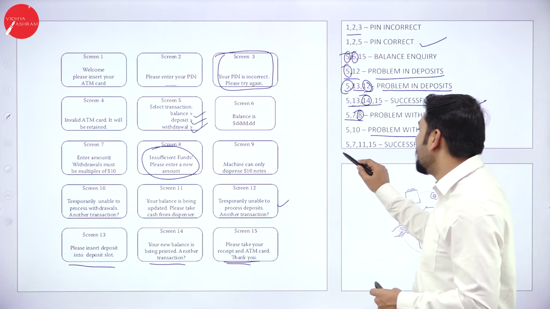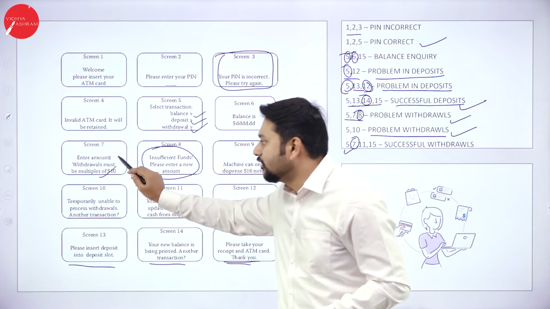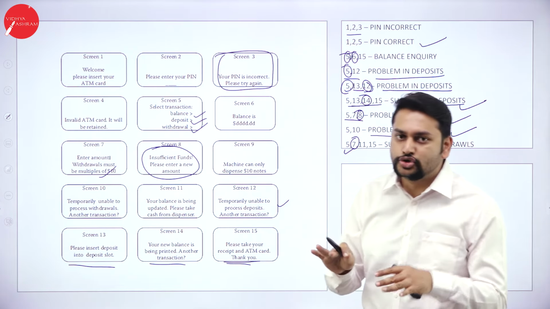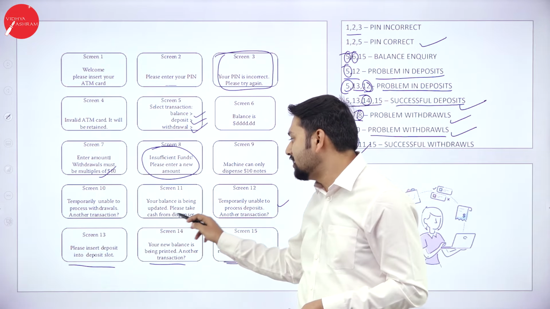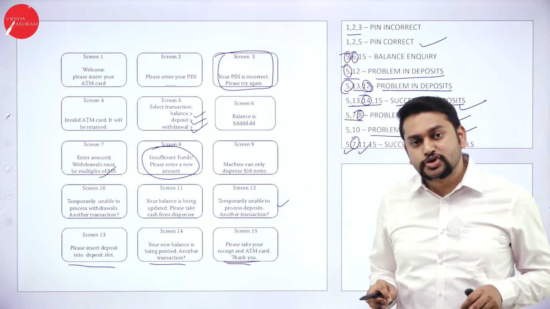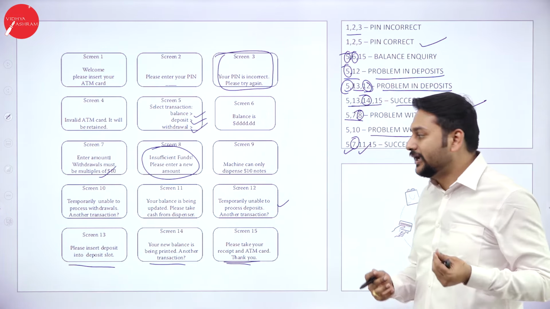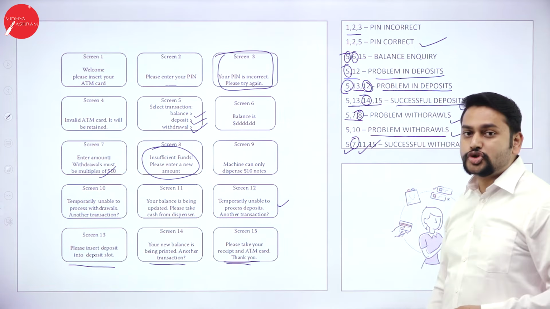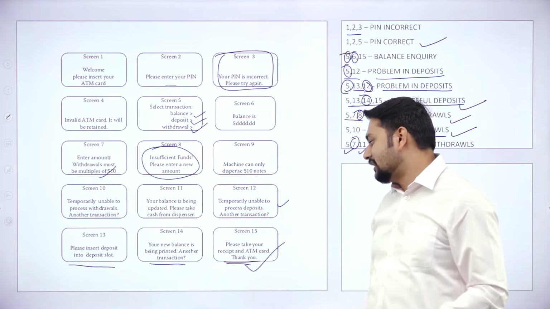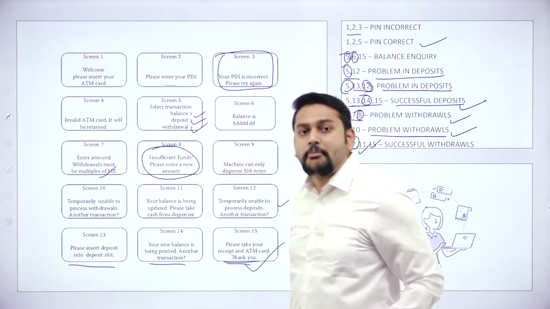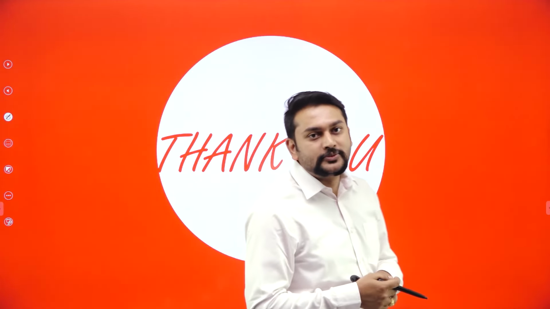Suppose you are able to withdraw successfully, let's check how exactly the screens flow. All right, I am in the 5th screen right now. It will take me to the 7th screen directly. Fine, it is asking me to enter the amount. So I'm entering it. Then it will take me to the 11th screen. Your balance is being updated. Please take the cash from the dispenser. Whatever I have withdrawn, it will update my balance and I will collect the cash. Then after that, it will show me the 15th screen saying please take your receipt and ATM card. Thank you. Bye-bye.